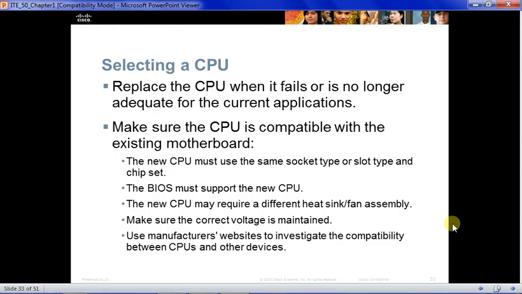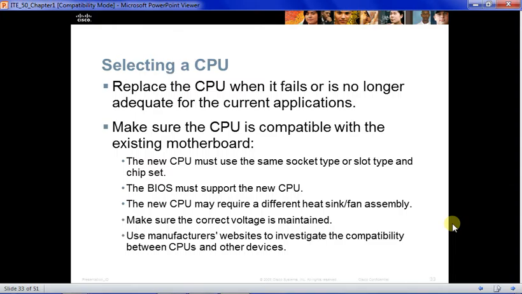So there's a lot of things that you need to take into consideration. The best place is to go to manufacturers' websites and check the compatibility. Go on to forums and bulletin boards and see if other people have upgraded this computer and what they've done.